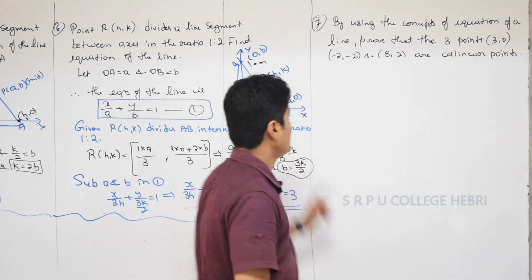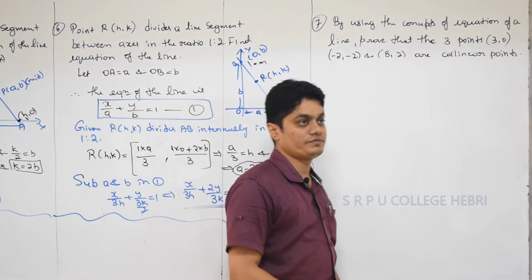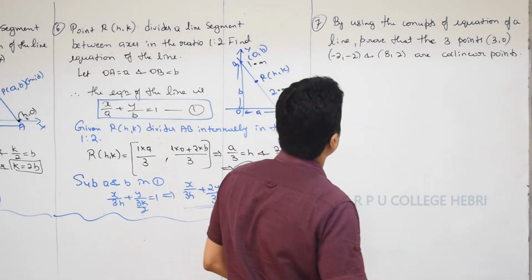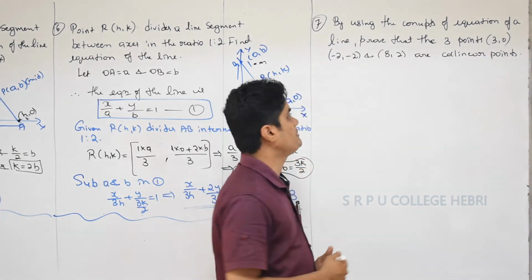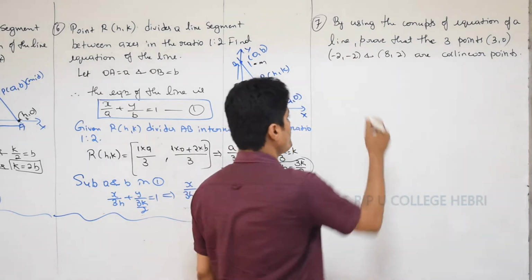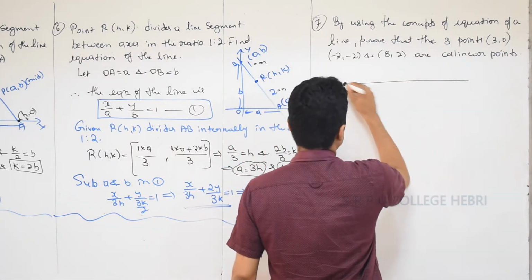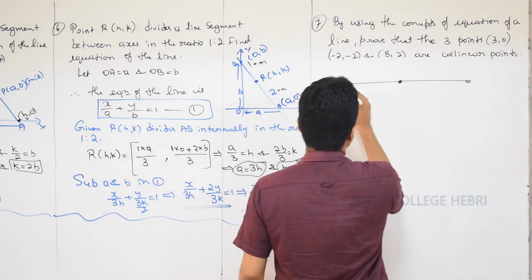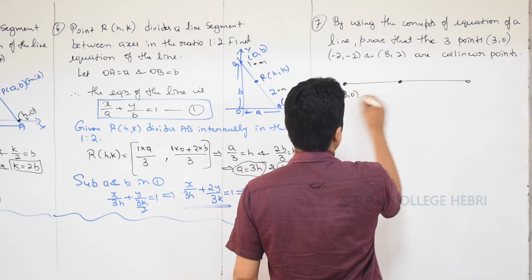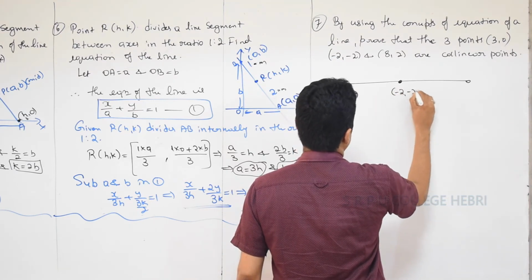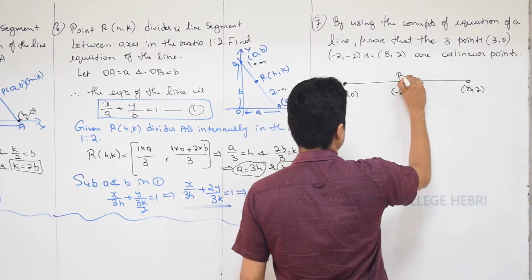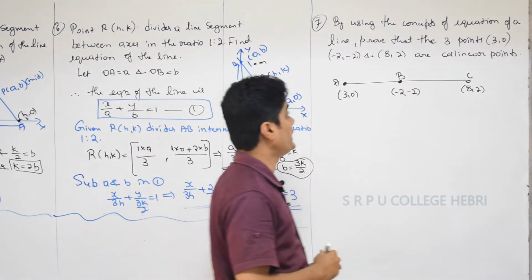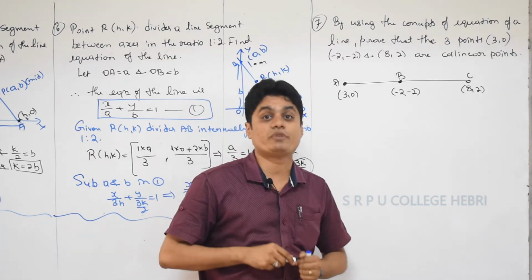Correct? I'm moving to the next question for today's class. By using the concepts of equation of a line, prove that 3 points are collinear, that is, they lie on the same line. So one is 3 comma 0, another one is minus 2 comma minus 2, and the last one is 8 comma 2. I'll name these A, B, C. Now we have to prove that using the concepts of equation of a line.